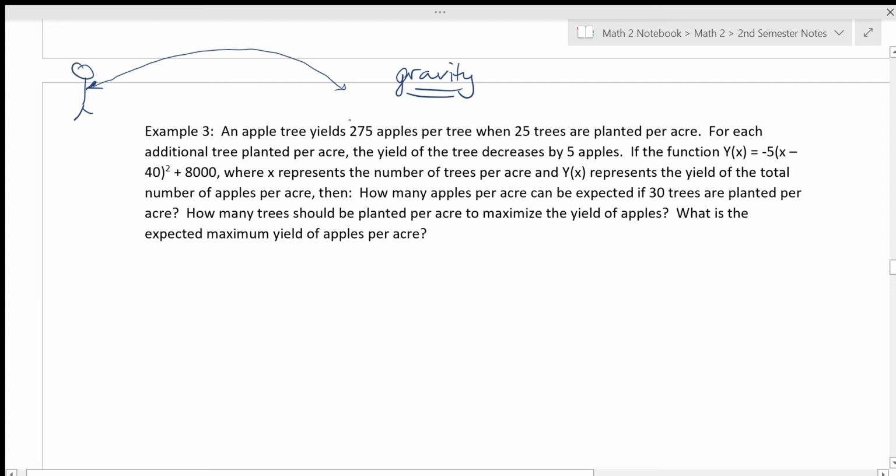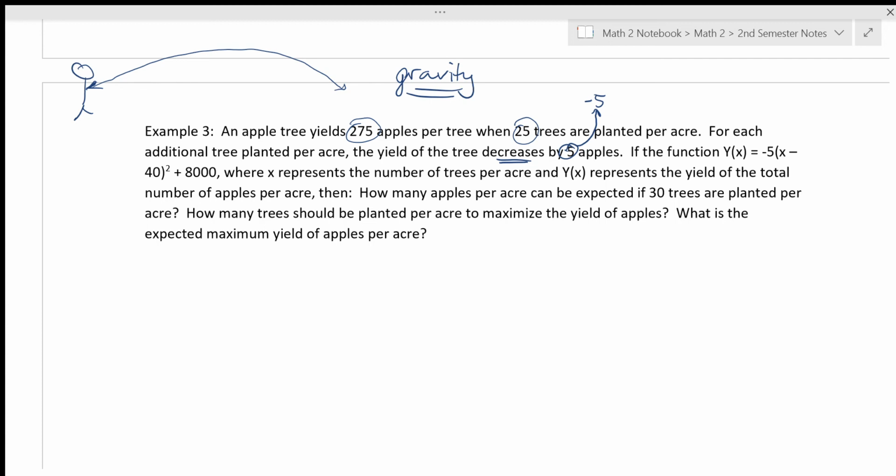acre. So I would encourage you to always circle numbers whenever they show up in word problems. For each additional tree planted per acre, the yield of the tree decreases by 5 apples. So each additional tree yield decreases by 5 apples. So I'm thinking this 5 here is going to end up being a -5 because we're decreasing. And then it'll probably show up as like a slope or being multiplied by something.